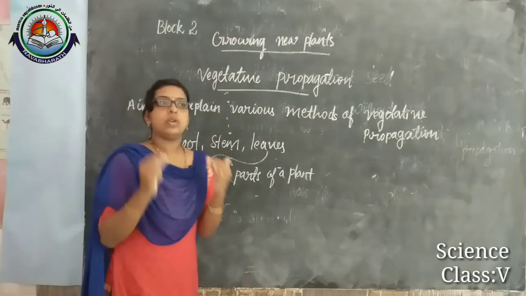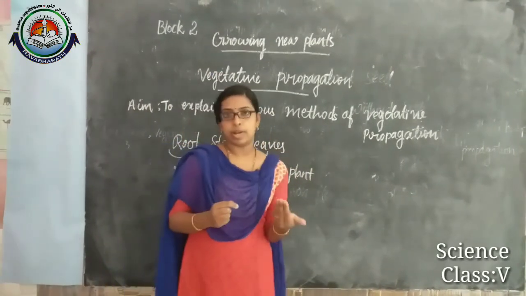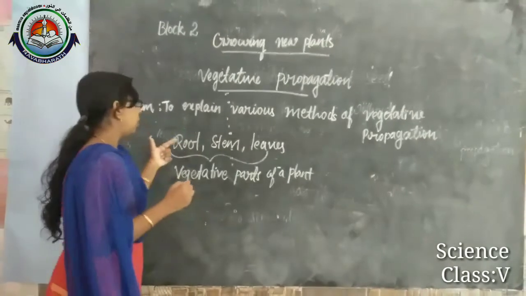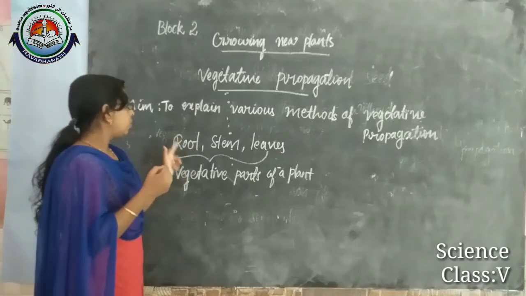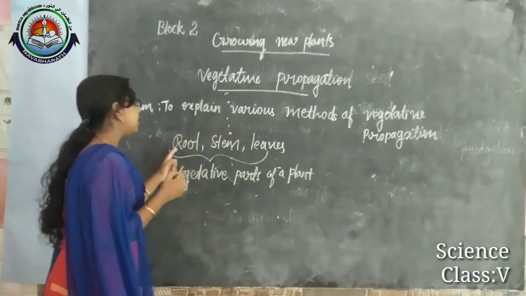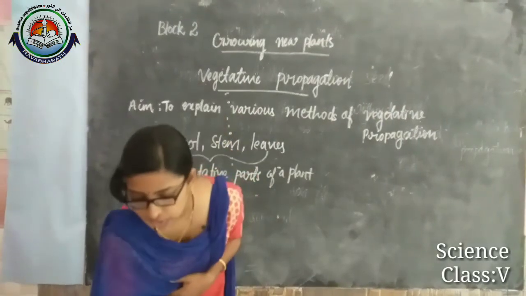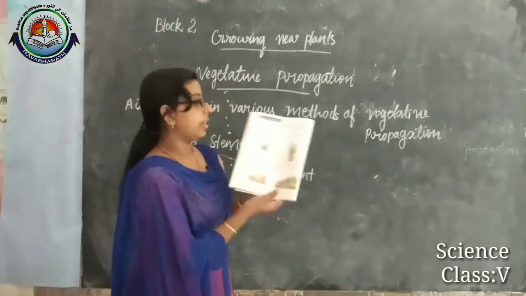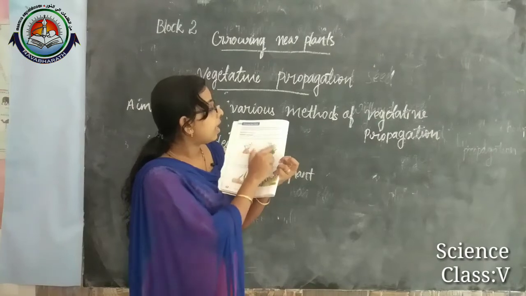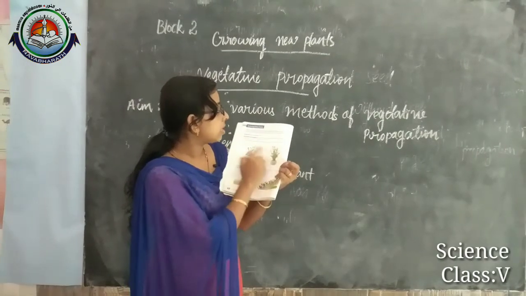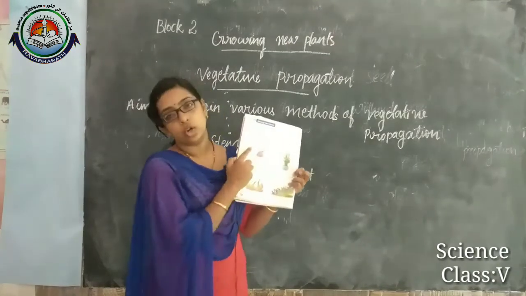Okay, and now you listen. Some of the plants can produce new plants from their roots. So that is considered root vegetative propagation, and the main example of root vegetative propagation is potato. Here in your content book you can see examples like sweet potato and dahlia. Sweet potato, carrot and radish form new plants from their roots.